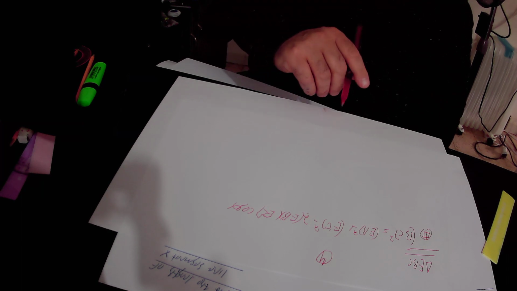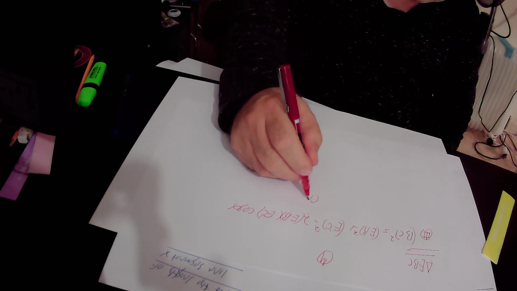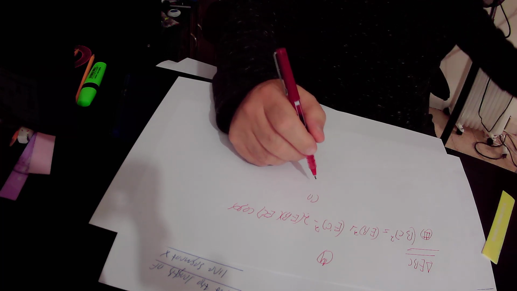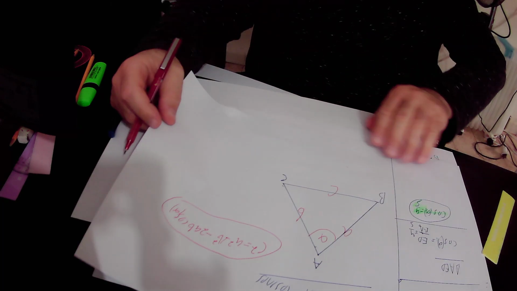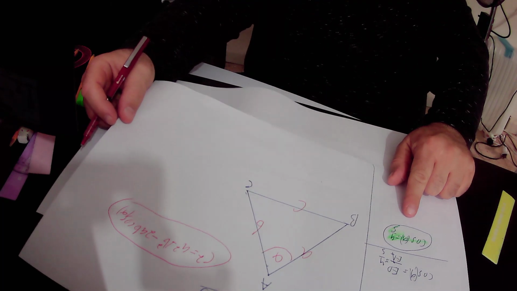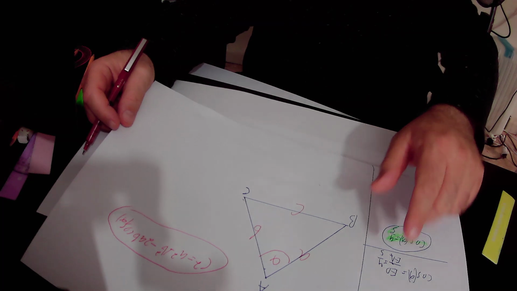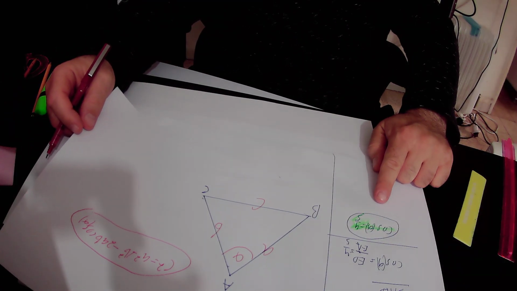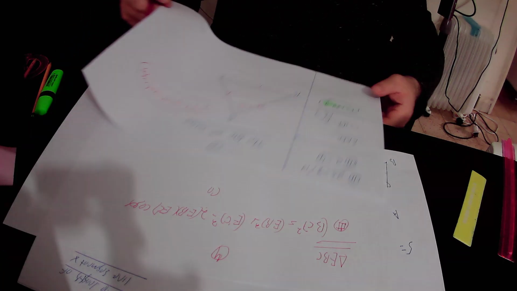We have already found out that cosine alpha equals 4 over 5.